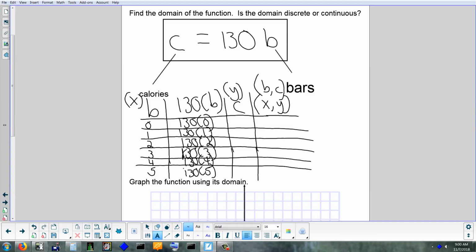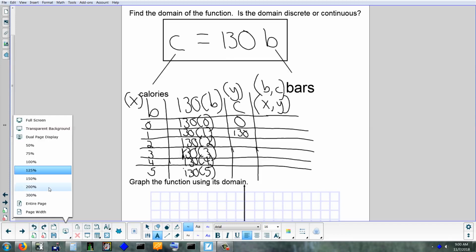Again, like we've done on all the others, I'm just taking whatever this is, taking this letter, and plugging it in the actual formula. And then when I do the math, that's going to give me C, or when I graph it, my Y. So my first C value, or number of calories, if I don't eat any, Miguel, how many calories do I gain? 0. Nicole, if I eat 1 bar, how many calories? 130.